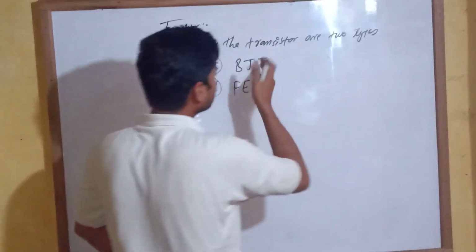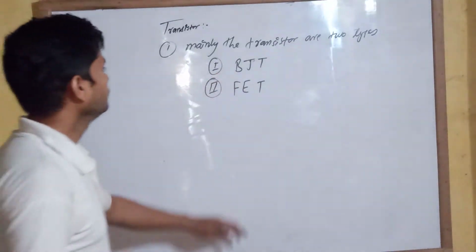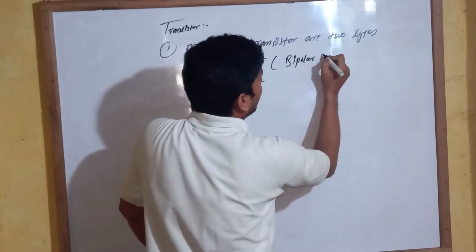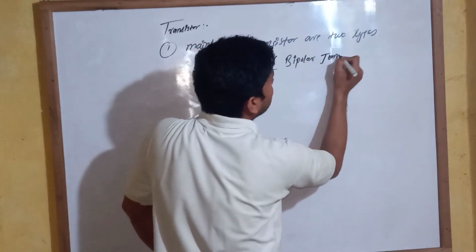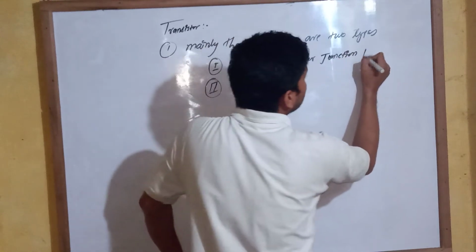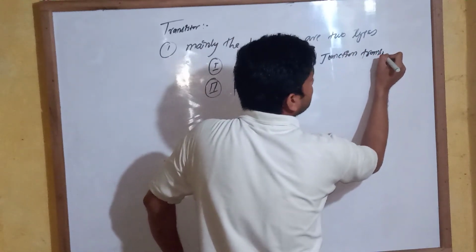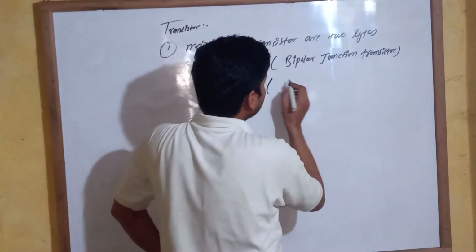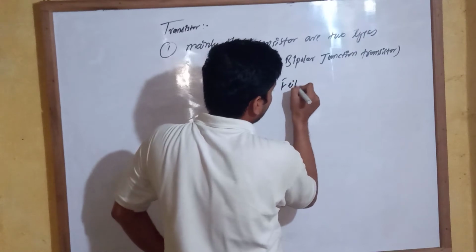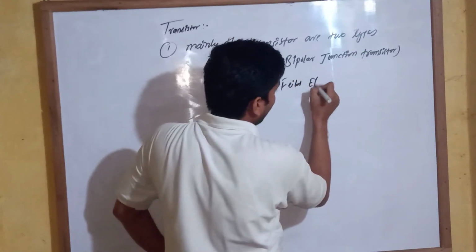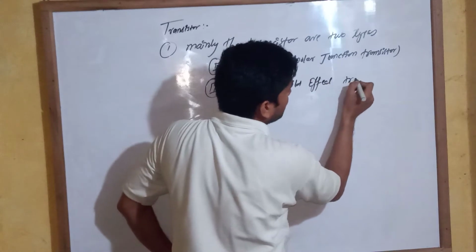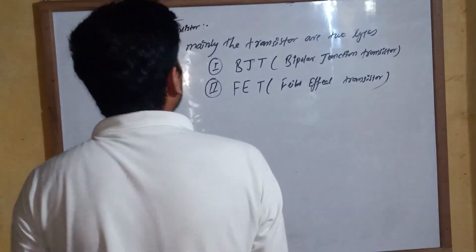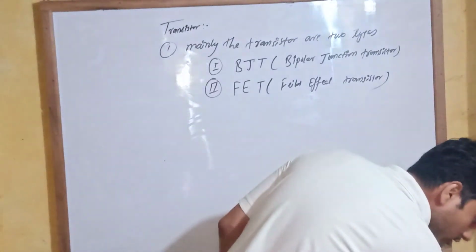What does it mean? What is the full form? BJT means bipolar junction transistor, and FET means field effect transistor.